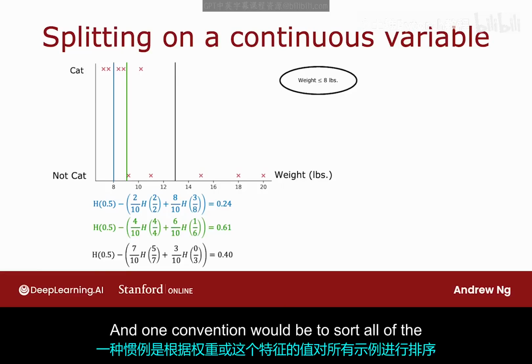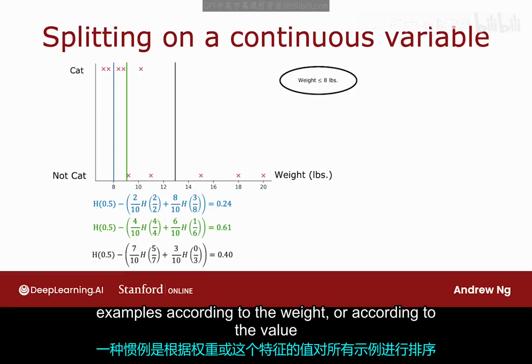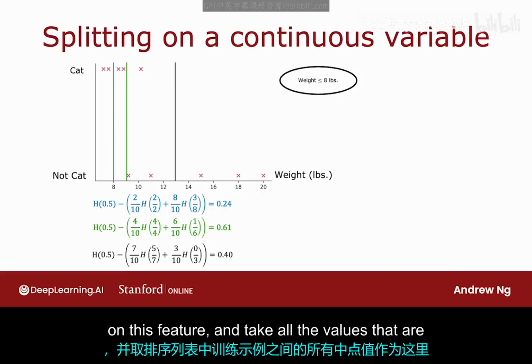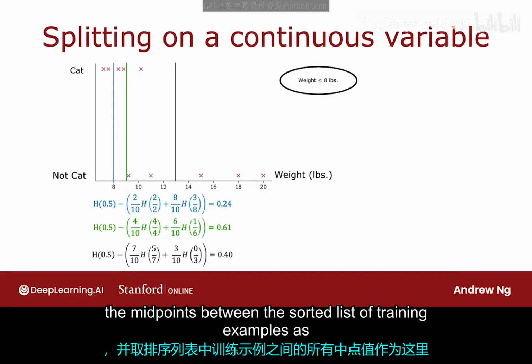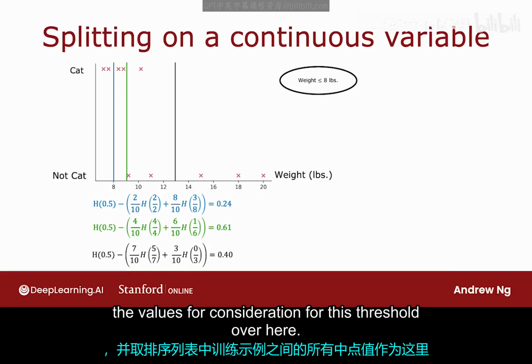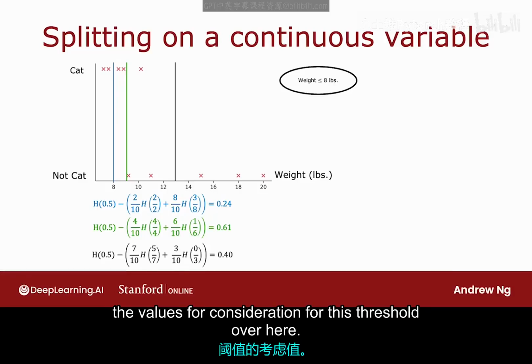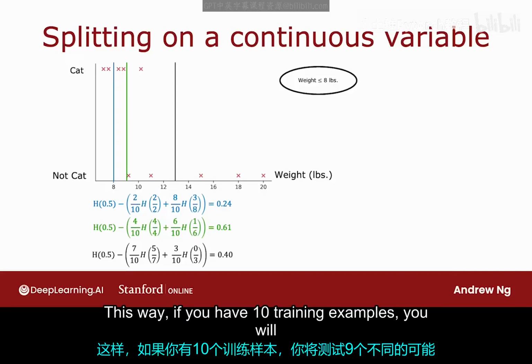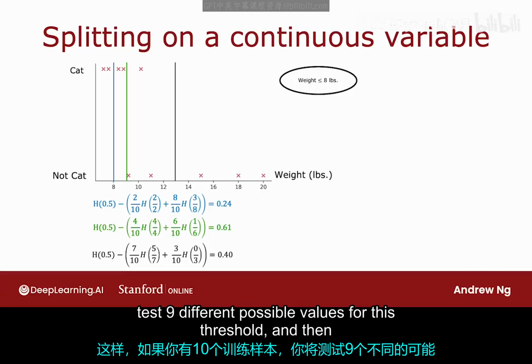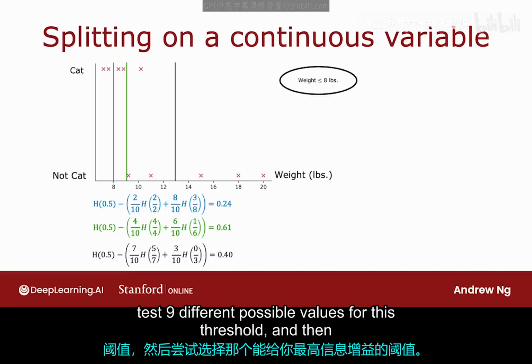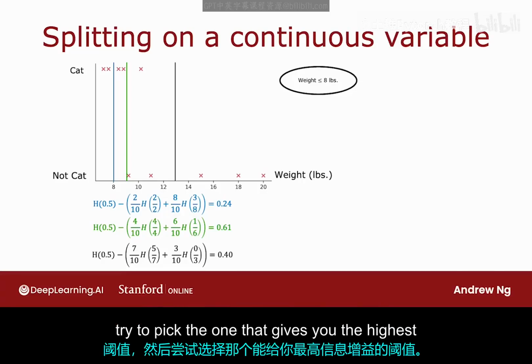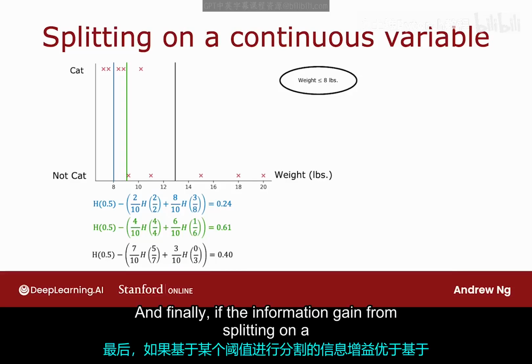And one convention would be to sort all of the examples according to the weight, or according to the value on this feature, and take all the values that are the midpoints between the sorted list of training examples as the values for consideration for this threshold over here. This way, if you have 10 training examples, you will test 9 different possible values for this threshold, and then try to pick the one that gives you the highest information gain.